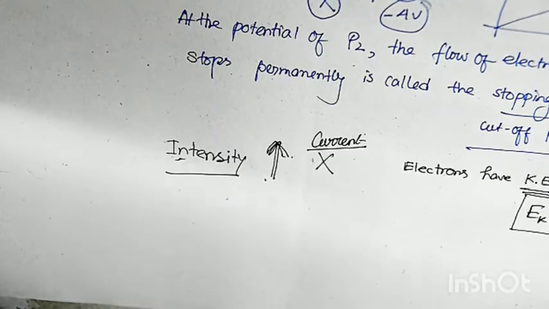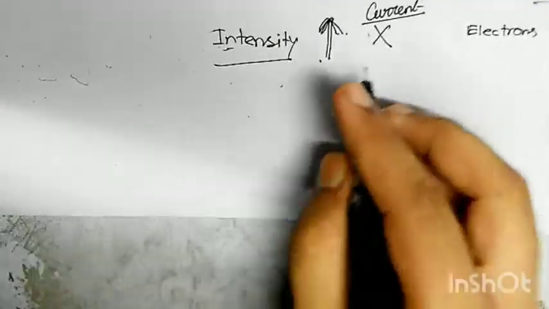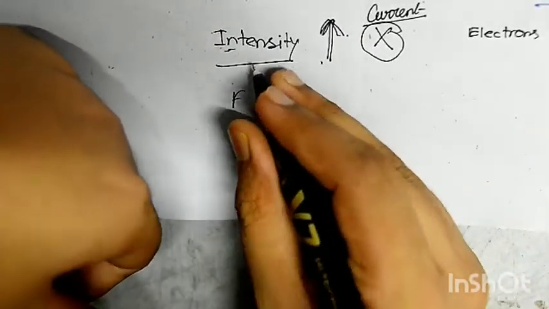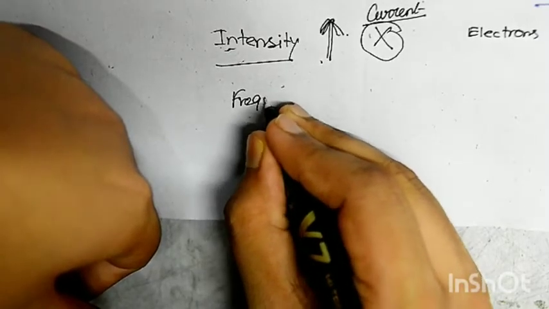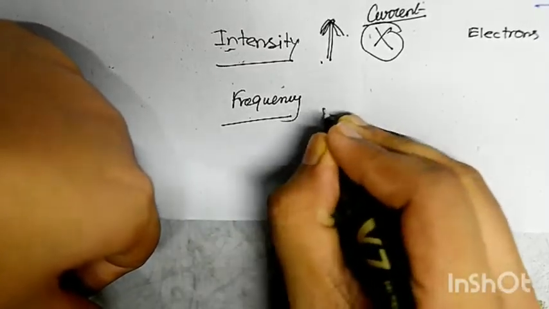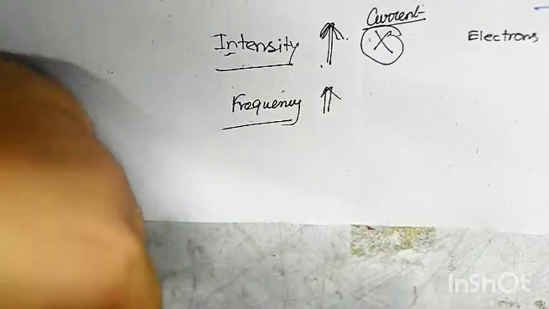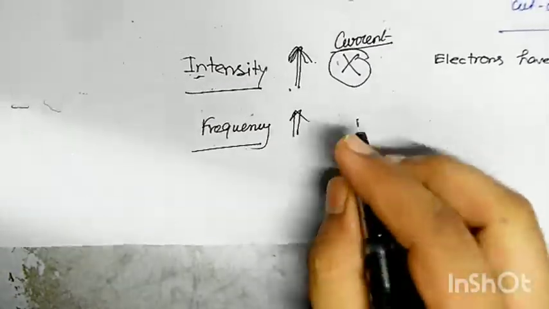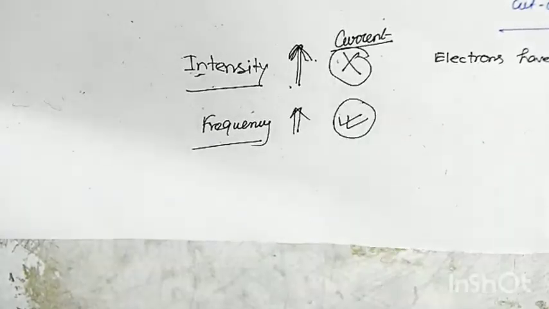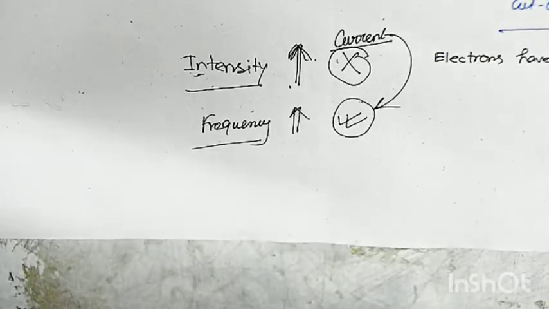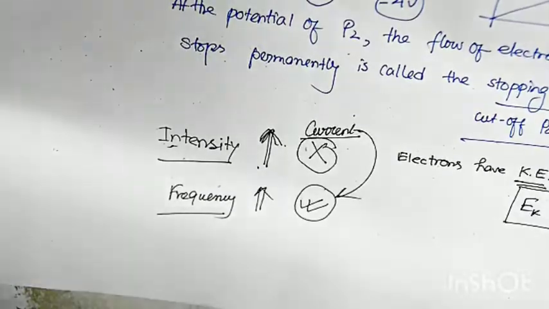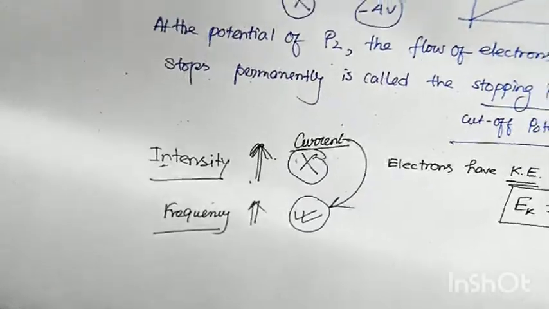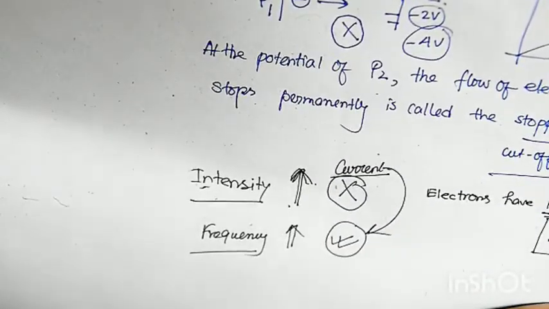Later, more surprising results appeared: instead of intensity, if I increase the frequency of the light, what happens? The current flow starts. The current flow starts in this case. So these are the phenomena they observed while studying the photoelectric effect.